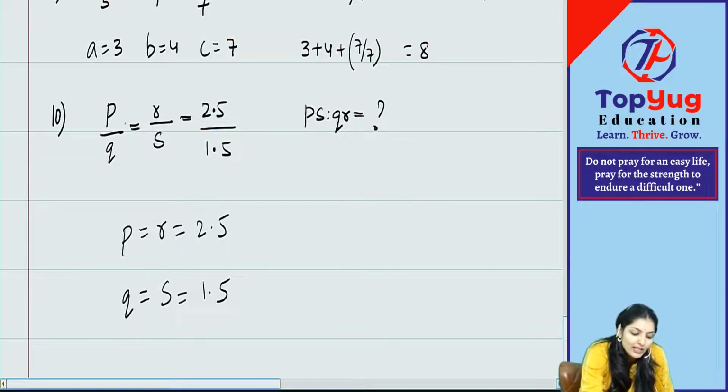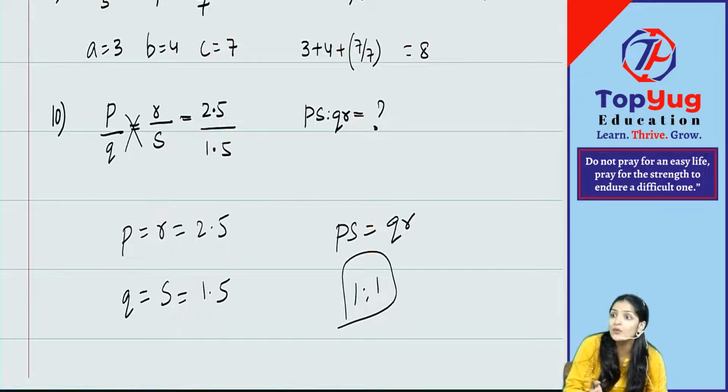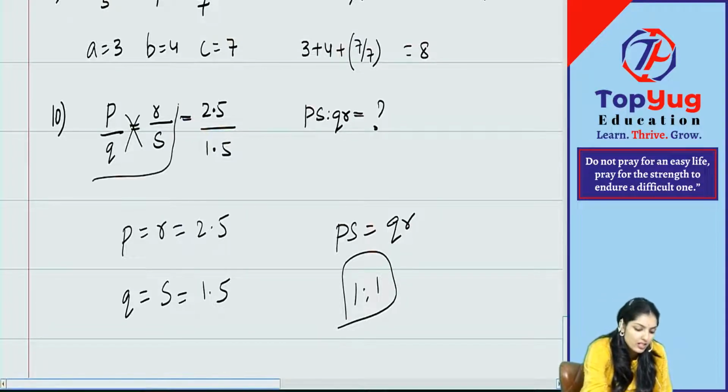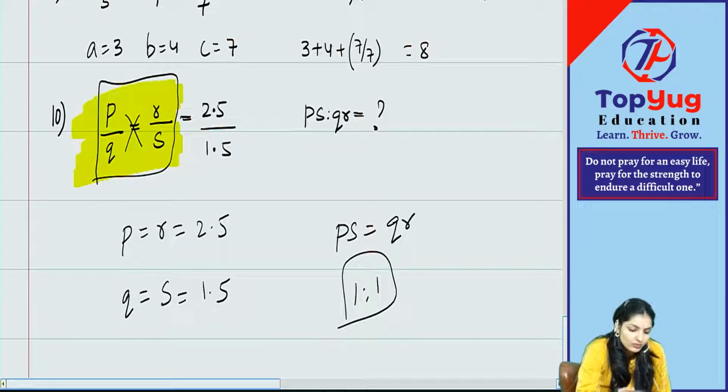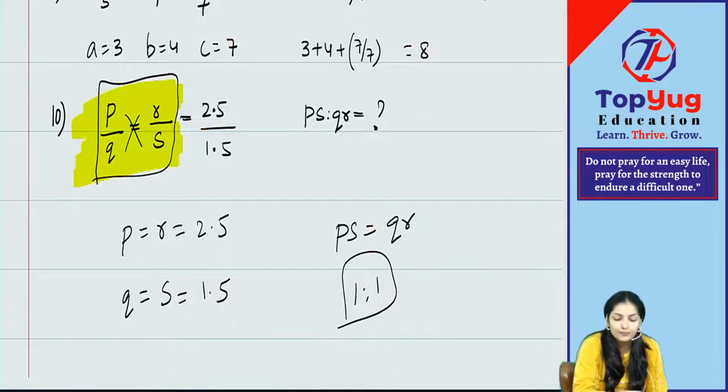Cross multiply. PS is equal to QR. Means 1 is to 1 only. You need not even substitute. Why would you waste your time? We have to save our time in exams. So when you cross multiply here, you can see that PS is equal to RQ. As simple as that it is. Shall I proceed further?